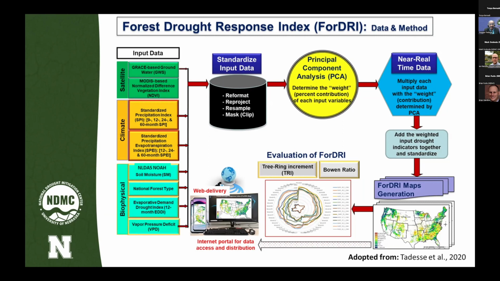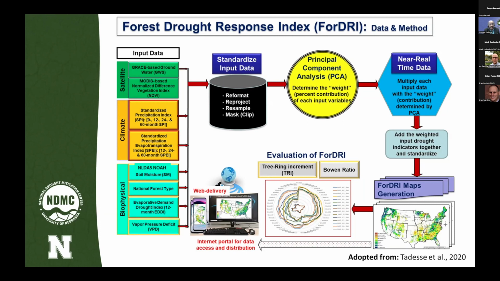GRACE-based groundwater storage at 1 meter depth. Standardized precipitation indices at 9, 12, 24, and 60 month time scales. Standardized precipitation evapotranspiration indices at 12, 24, and 60 month time scales. NLDAS NOAA soil moisture, 12-month evaporative demand drought index, or EDDI, and vapor pressure deficit, or VPD. These input data are reformatted, reprojected, resampled, and masked or clipped for forested areas to build the database. All input data are also standardized to be consistent with the integration of the datasets.